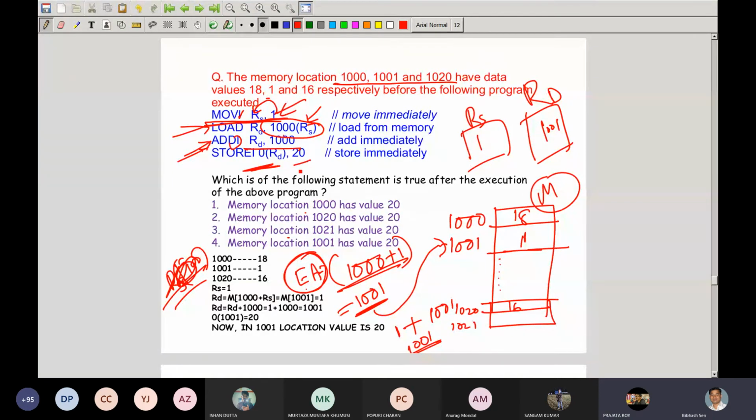Now store 20. Which location? 0 plus RD, again index mode. RD's value is how much? 1001. 0 plus 1001 means the same address. So load that 20. Clear? Loaded?